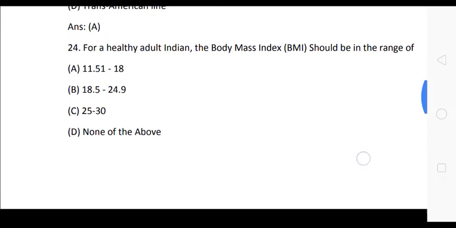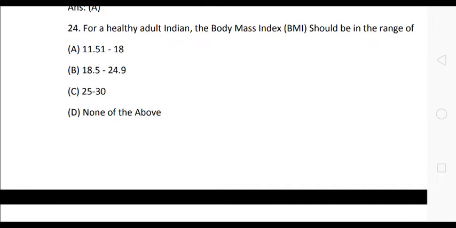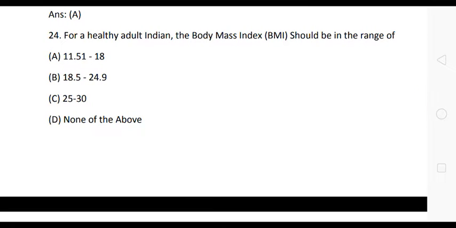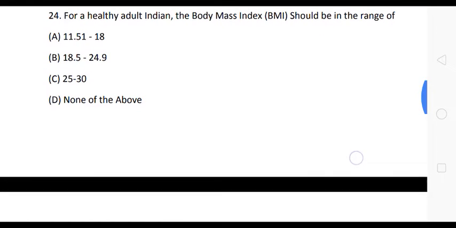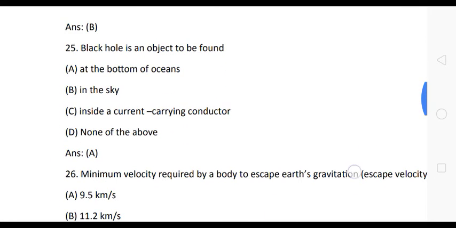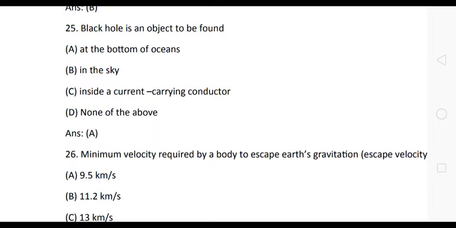The next question is, for a healthy adult Indian, the body mass index should be in the range of, the options are A, 11.51 to 18, B, 18.5 to 24.9, C, 25 to 30, D, none of the above. The correct answer is option B, 18.5 to 24.9.